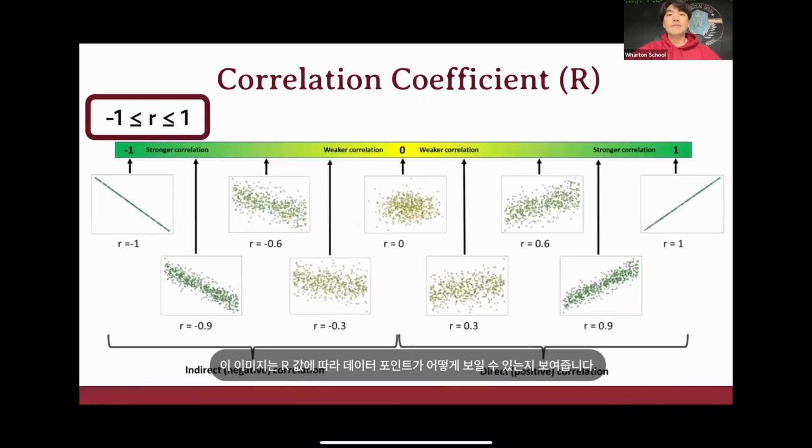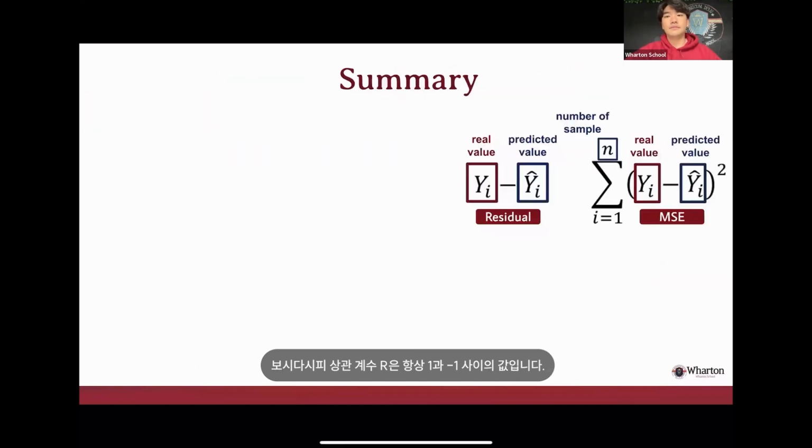This is the image that shows how data points might look depending on the R value. As you can see, the correlation coefficient R is always between the values of 1 and -1.